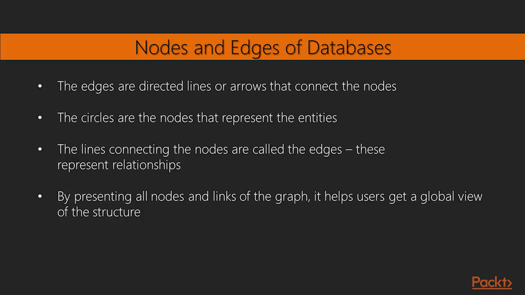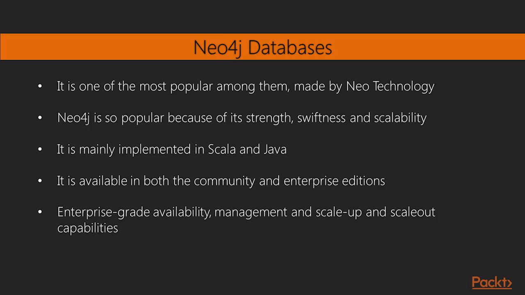These represent relationships. The orientation of arrows follows the flow of information. By presenting all nodes and links of the graph, it helps the users get a global view of the structure. Neo4j, FlockDB, AllegroGraph, GraphDB and InfiniteGraph are some of the graph databases available. Let's take a look at Neo4j, one of the most popular among them, made by Neo Technology. Neo4j is so popular because of its strength, swiftness and scalability.